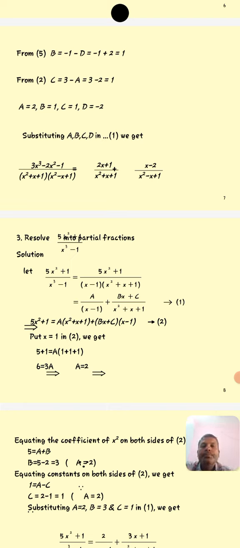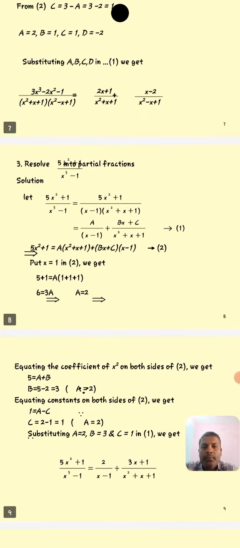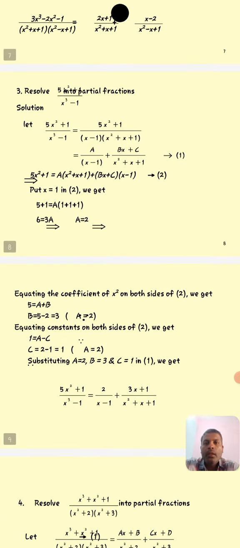Okay. This is the procedure to solve when quadratic factors are there, how to resolve into partial fractions. Okay. Now we see another problem. Resolve 5x square plus 1 divided by x cube minus 1 into partial fractions.